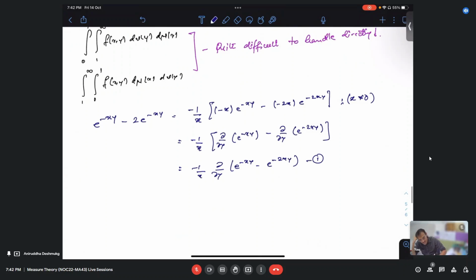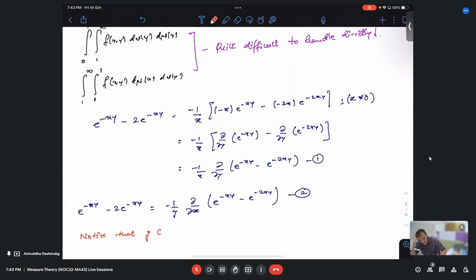Another thing to observe is I can also write it in terms of y, because it is again symmetric in xy rather. So it is minus 1 over y, derivative with respect to x, e to the power minus xy minus e to the power minus 2xy. And notice that y is never 0. So I can write it without any worries.